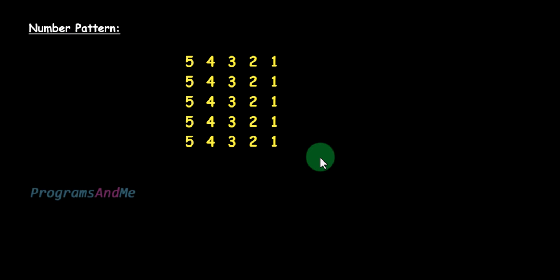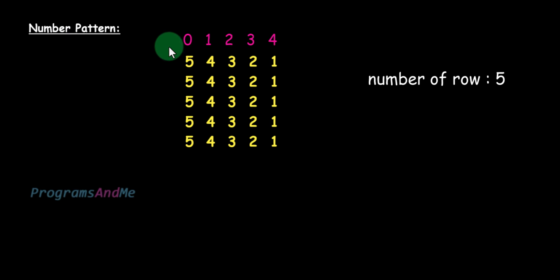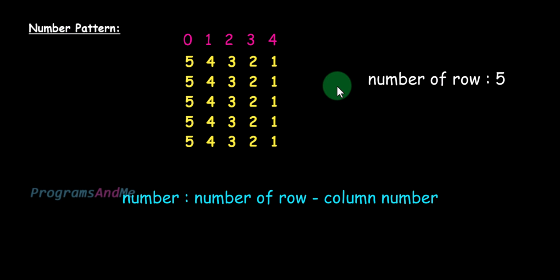For that, you can see what is 5 here. 5 is the number of rows or number of columns in this pattern, right? And to get this number, if we subtract the column number from the number of rows or number of columns, then we'll get this number. Here you can see the number of rows is 5: 5 minus 0 is 5, 5 minus 1 is 4, 5 minus 2 is 3, 5 minus 3 is 2, 5 minus 4 is 1. So to get this number we need to subtract the column number from the number of rows or number of columns. Alright, so this is about the pattern.